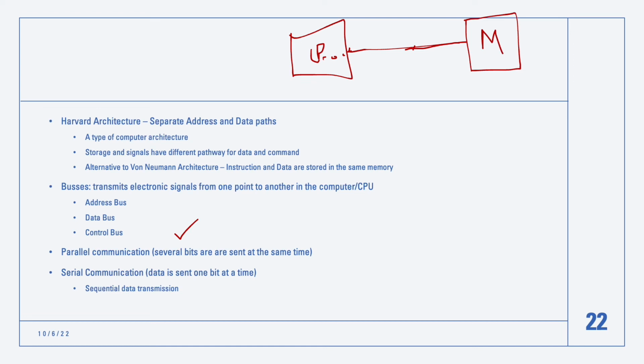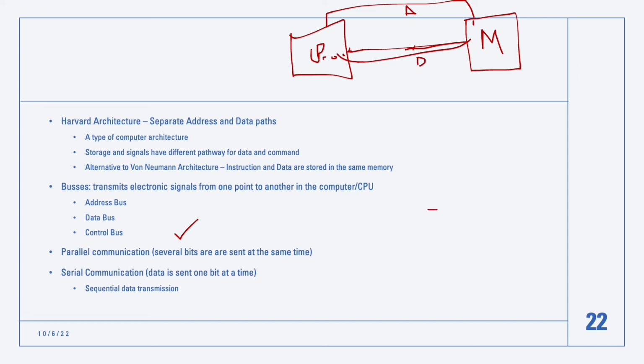Then Harvard sounds fancy, sounds modern. Let's separate the address and the data bus. If we have a separate address and data bus, then we can go through one link for the address to get to the particular address, get that information, place it on the data bus, and bring it back into the processor. And of course, serial and parallel communication is just basically data transmission.